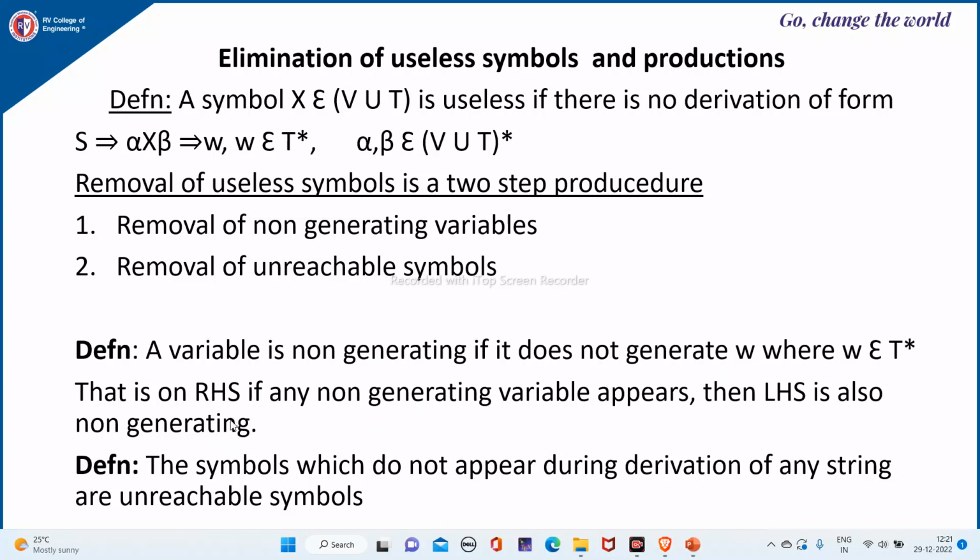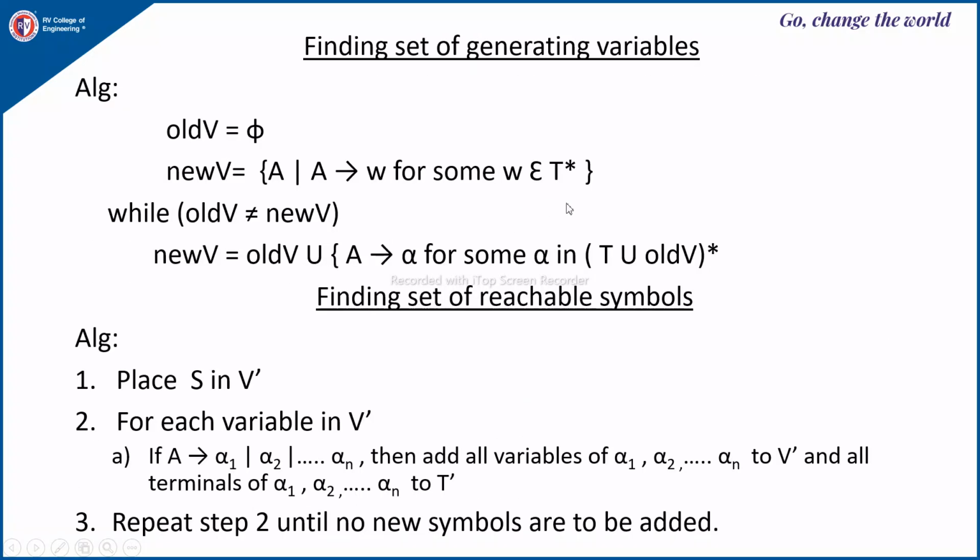That is, on the RHS, if any non-generating variable appears, then the LHS is also a non-generating variable. Next definition: the symbols which do not appear during the derivation of any string are unreachable symbols. Some symbols may not appear during the derivation of any string, so such symbols are called unreachable symbols. We'll see the procedure for each of these.